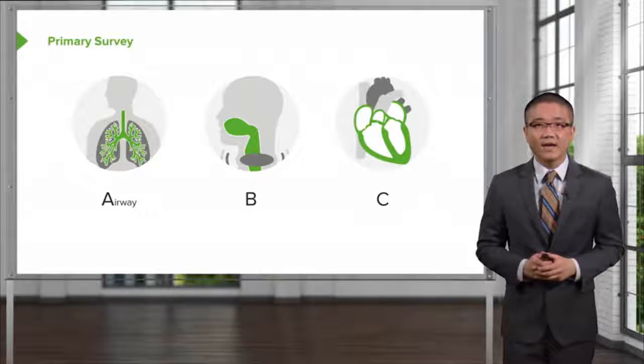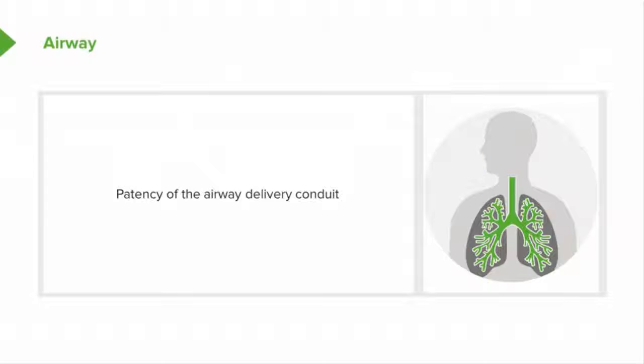A, again, is for airway. In assessing airway, we are evaluating the patency of the airway delivery conduit. This includes the mouth, the posterior pharynx, upper airways, and the trachea, and several divisions of the trachea.